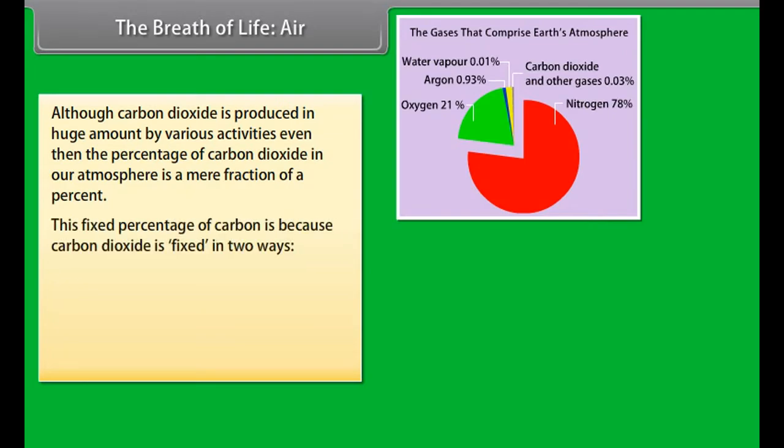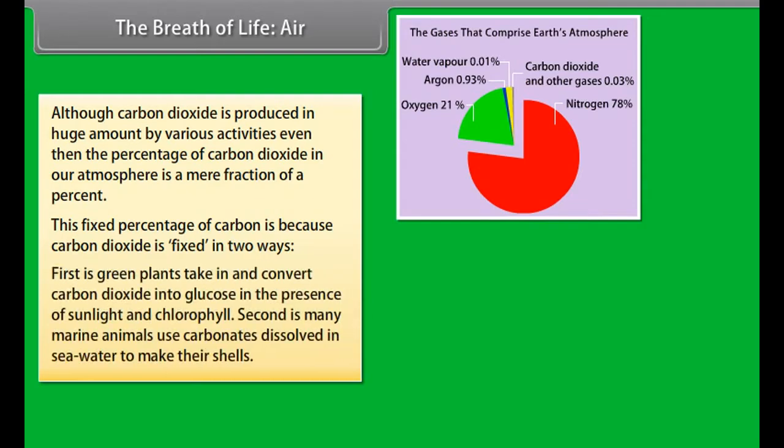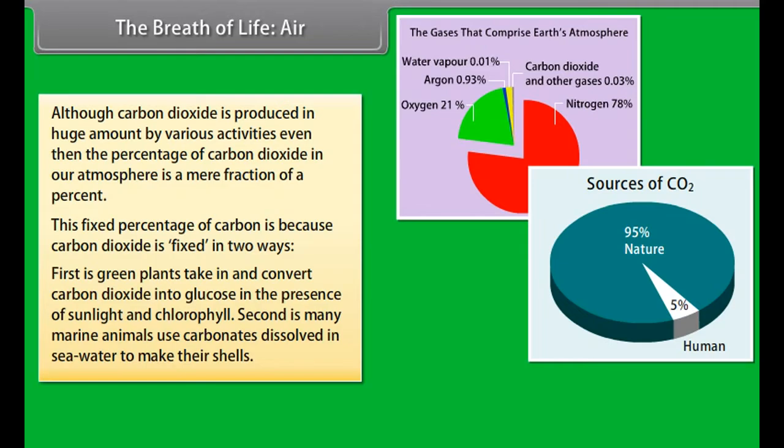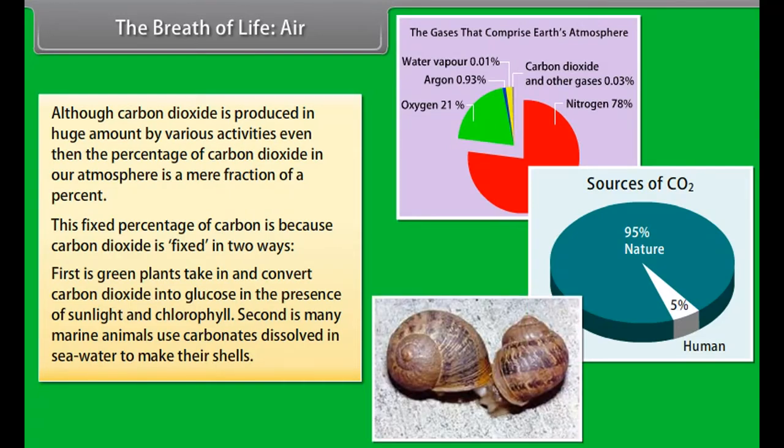This fixed percentage is because carbon dioxide is fixed in two ways. First, the green plants take in and convert carbon dioxide into glucose in the presence of sunlight and chlorophyll. Second, many marine animals use carbonates dissolved in seawater to make their shells.